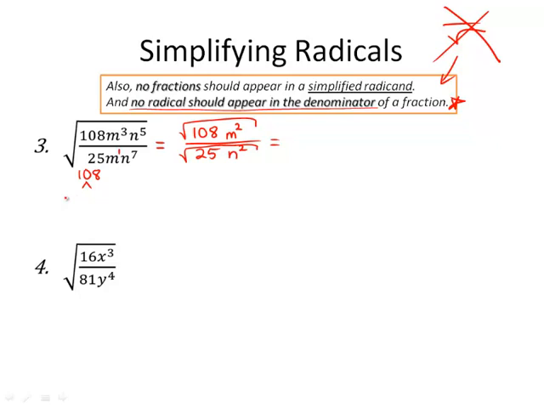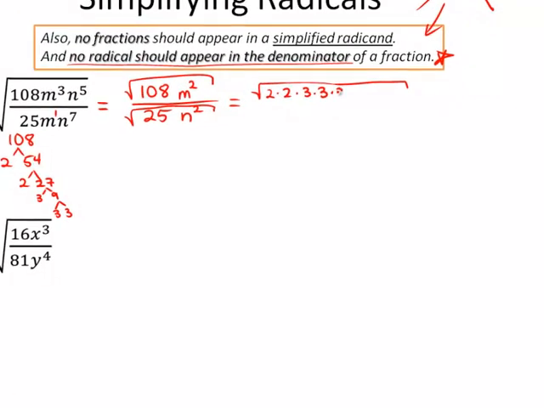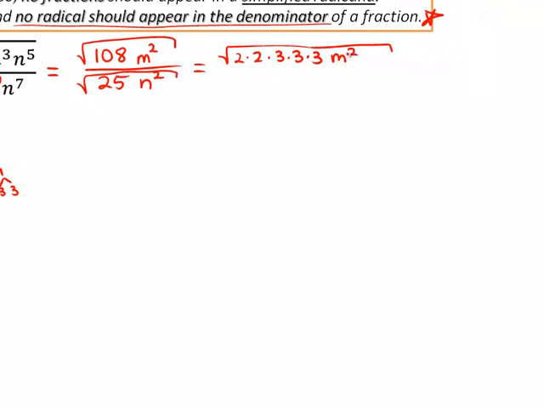If you don't know how to split it up, you can notice that it's an even number, so we can divide 108 by 2, and we get 2 times 54. 54 is 2 times 27. 27 is 3 times 9, and 9 is 3 times 3. So if we write that all out, we get 2 times 2 times 3 times 3 times 3, m squared over 25 is 5 times 5, n squared.